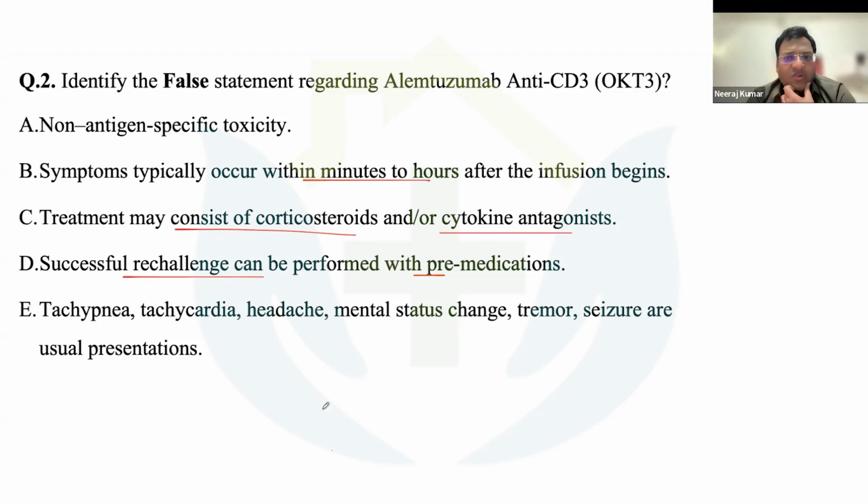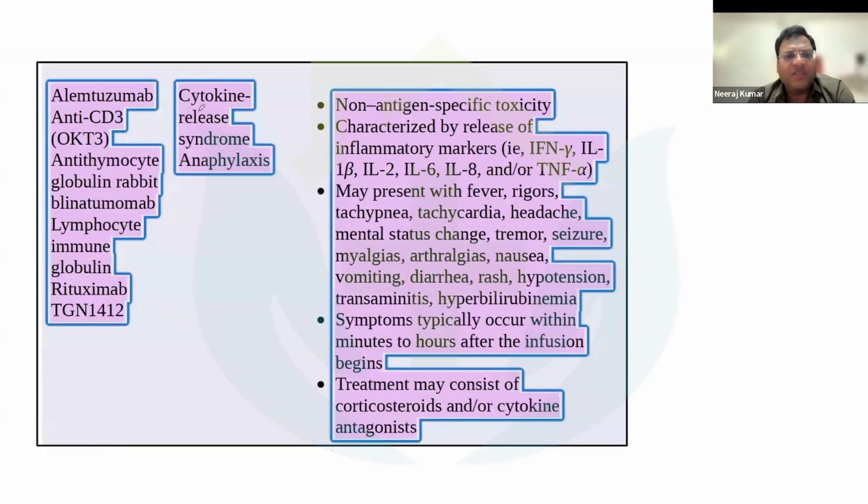Okay. So you feel that tachypnea, tachycardia, headache, this is not right. But this option is not right: successful rechallenge cannot be performed with medication. This is not right at all. The rest of the options are right, so it is always showing a non-antigen specific reaction. Now you see the answer. Why? Because this is not a type 1, type 2 antigen, IgE mediated response. This is cytokine release syndrome anaphylaxis.